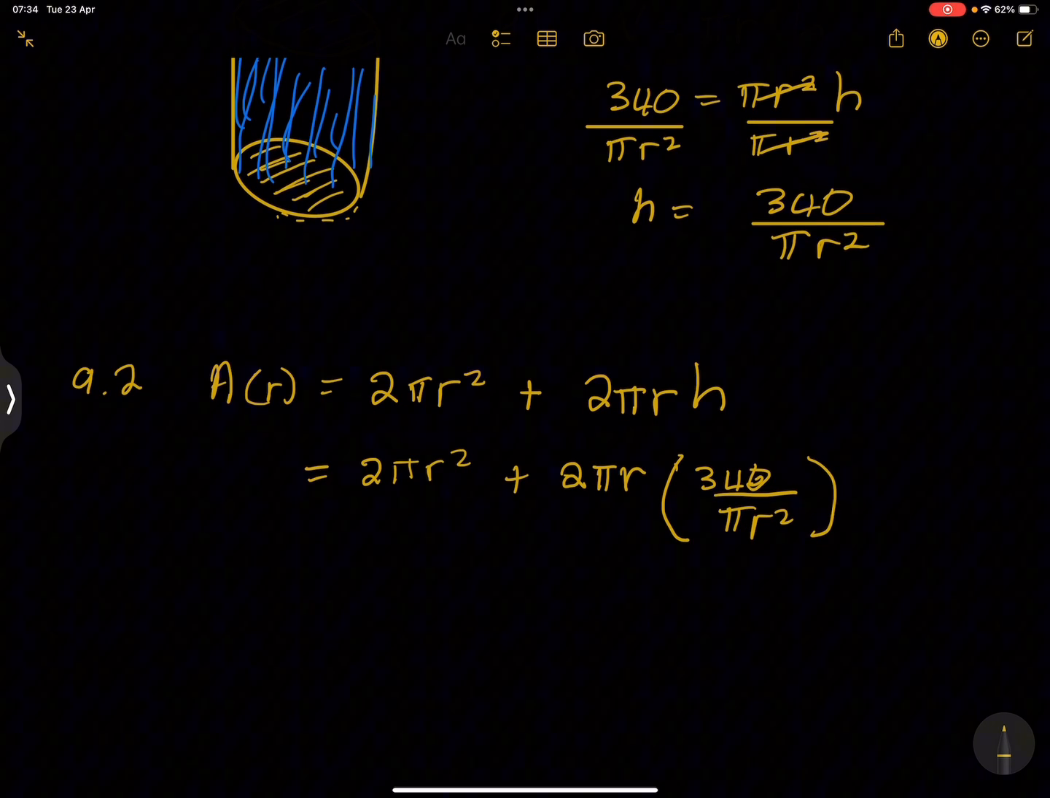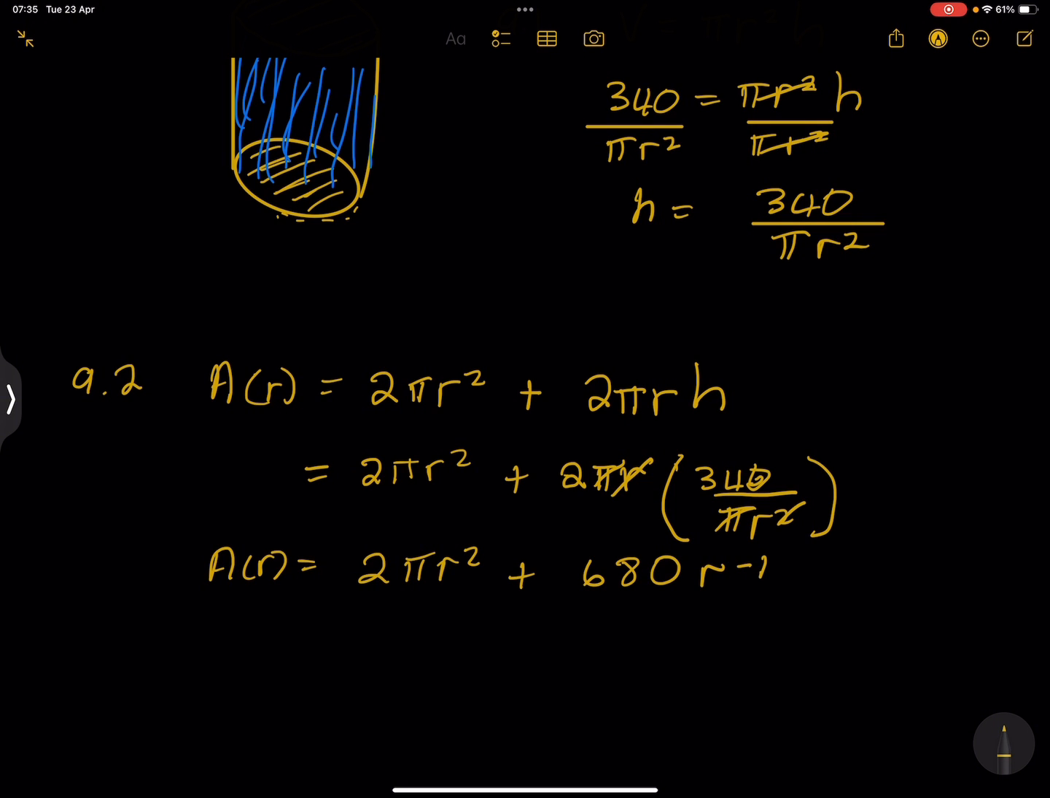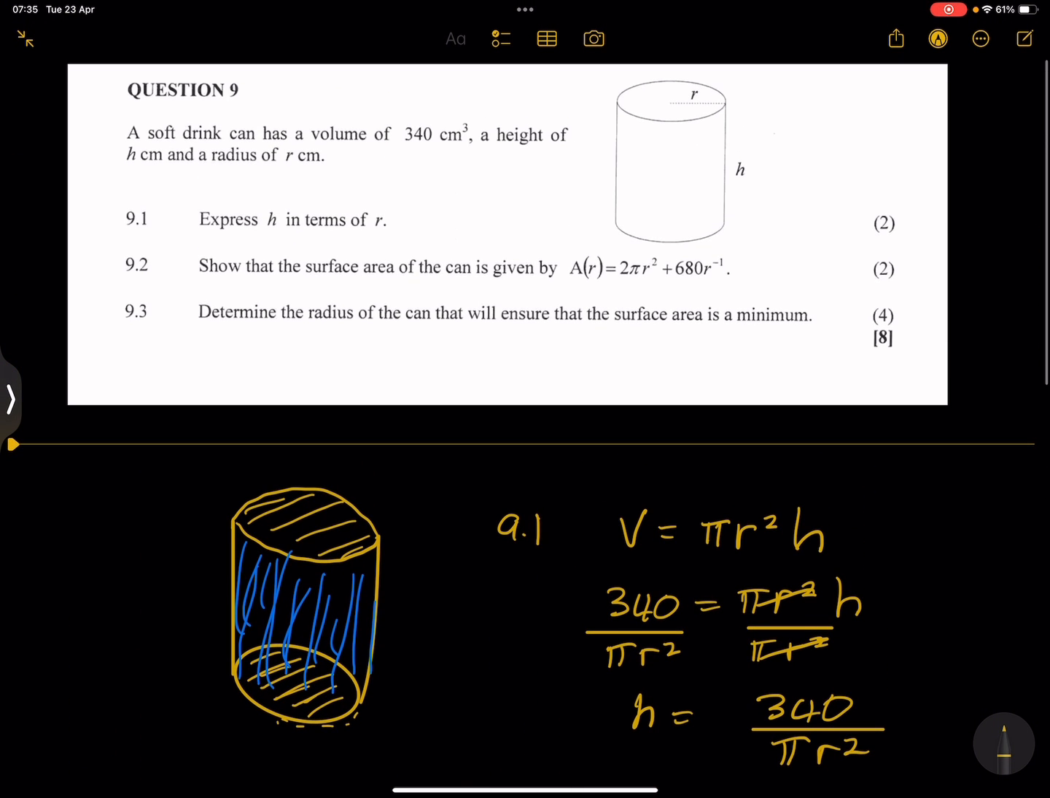So we're going to have 2 pi r squared plus, now notice this pi will cancel that pi. One of the r's at the top will cancel one of the r's at the bottom. So we end up with 2 times 340, which is 680, divided by r, so that would be r to the power of minus 1. That is what we get as our surface area, and that's exactly what we have there.